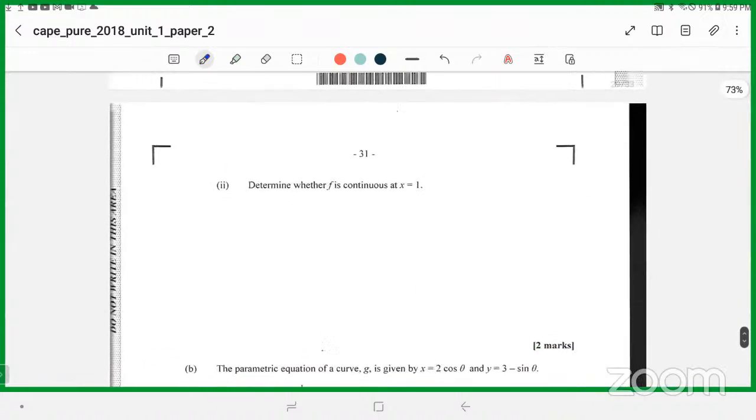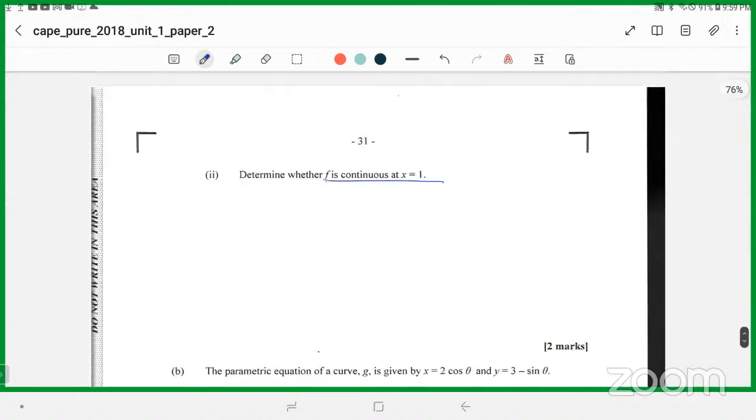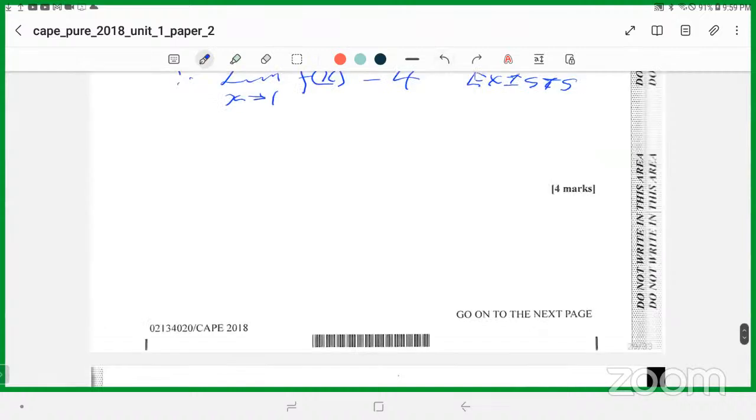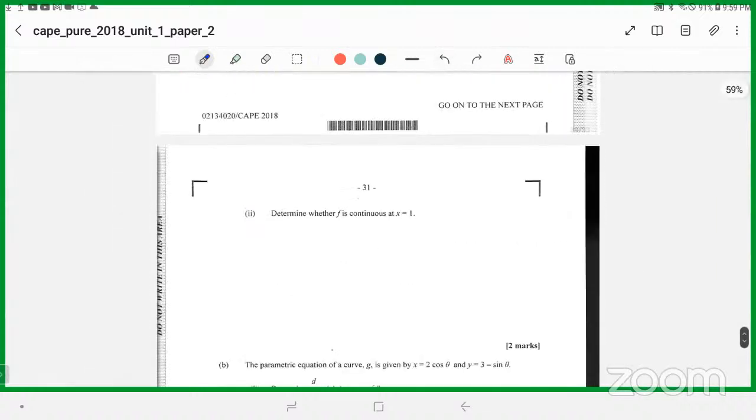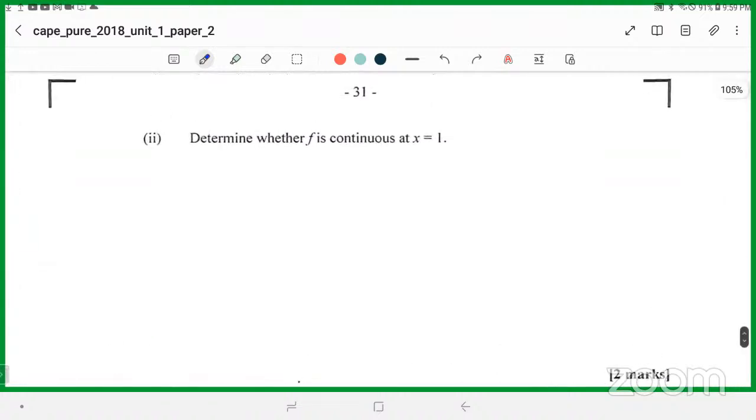All right. This one now says determine if the function is continuous at x equals 1. To determine if a function is continuous at a value, there are certain conditions that must exist. You have to know the conditions. So for it to be continuous at x equals 1, what must exist? These are the things that must happen.